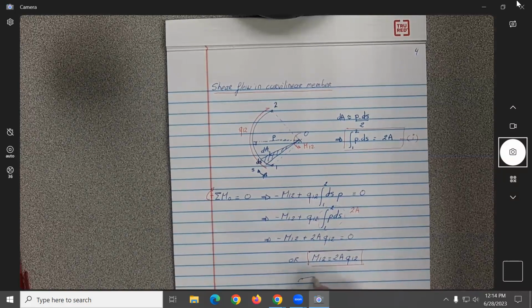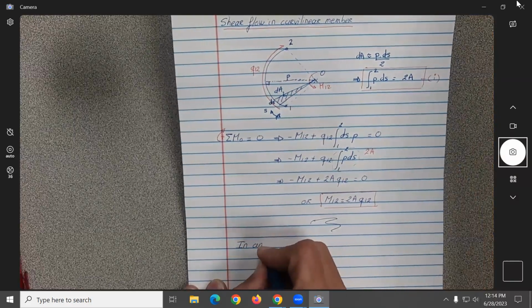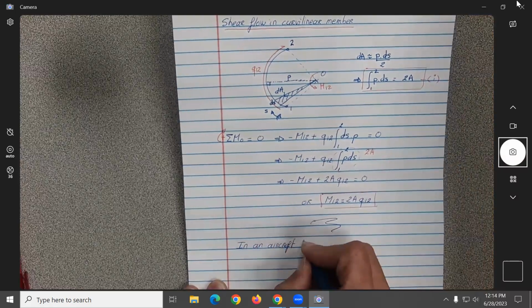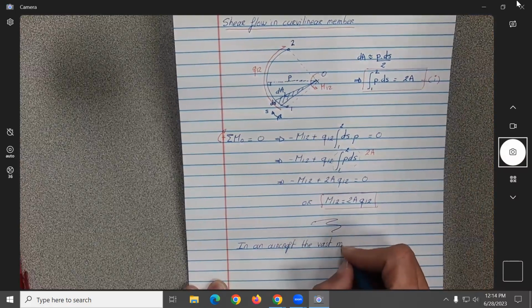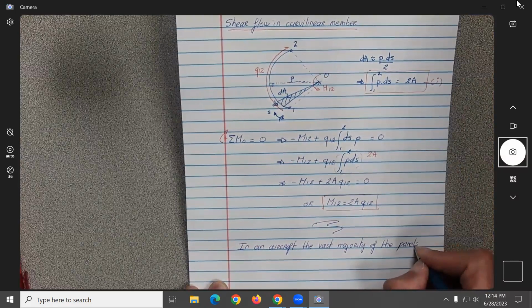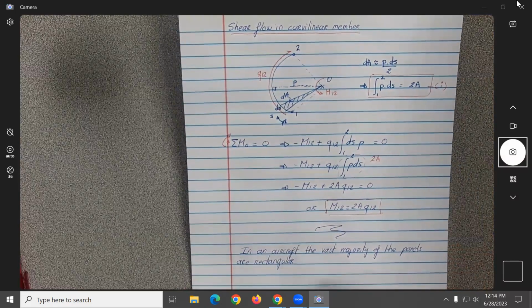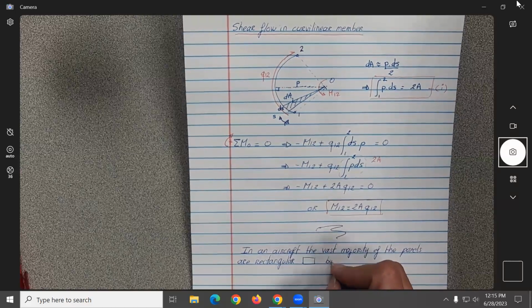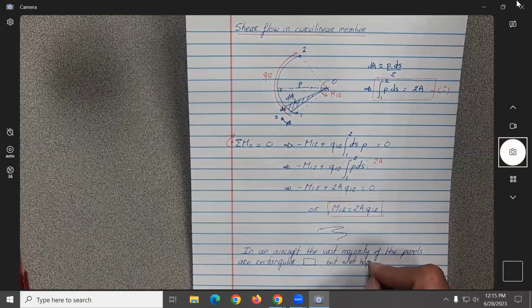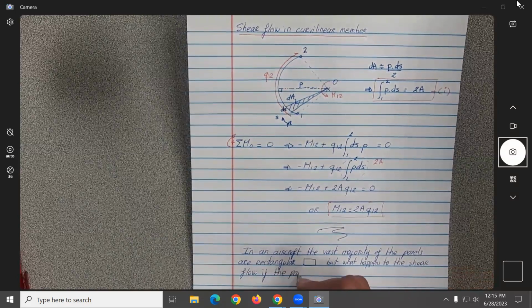Okay, in other words, let's put over here, so let's say we finish this. In an aircraft, let's say the vast majority of the panels are rectangular, but what happens to the shear flow if the panels are tapered?